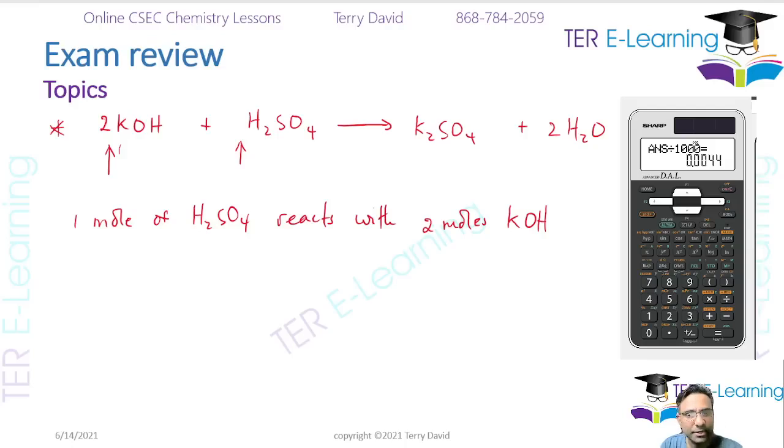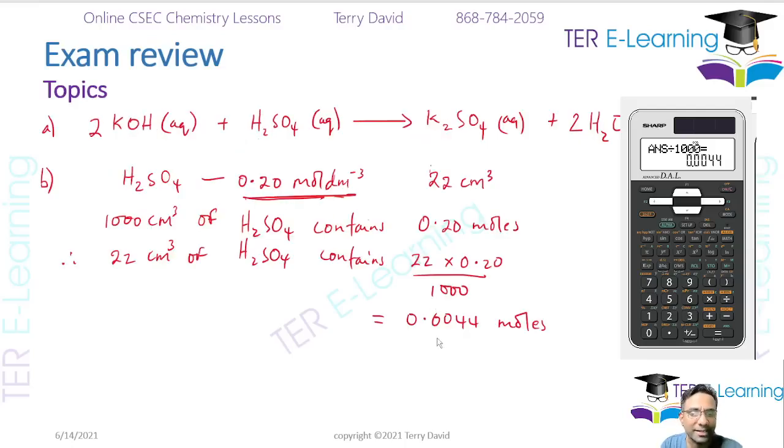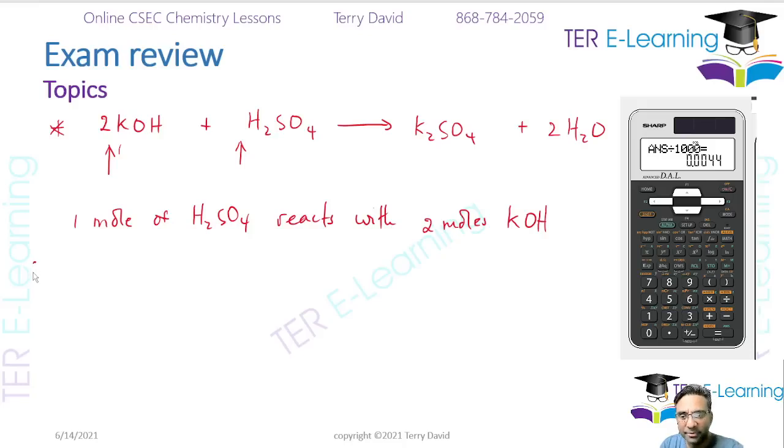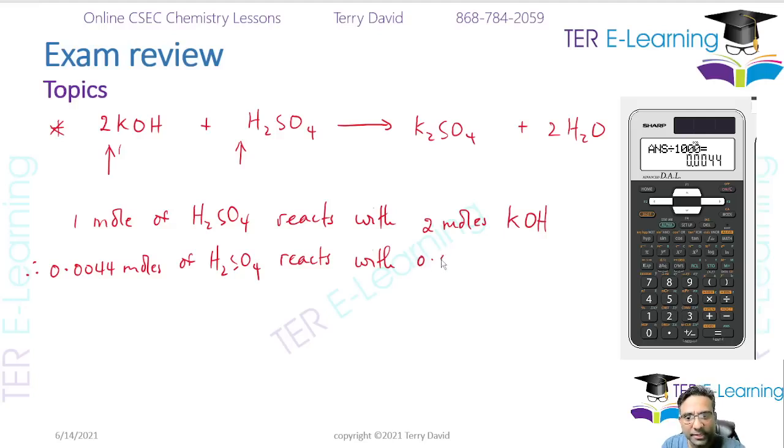But in the previous part of the question, you worked out how much sulfuric acid we had, which was this figure here, 0.0044. So you're going to say, therefore, 0.0044 moles of sulfuric acid reacts with, right? Now, since you know the mole ratio is 1 to 2, what you have to do here, you have to take the 0.0044 and multiply by 2. I'm going to divide by 1, right?